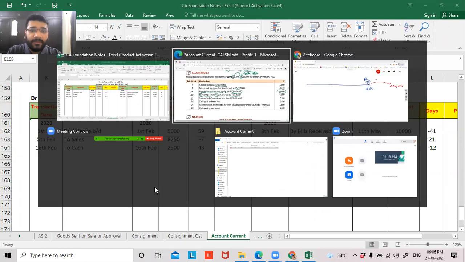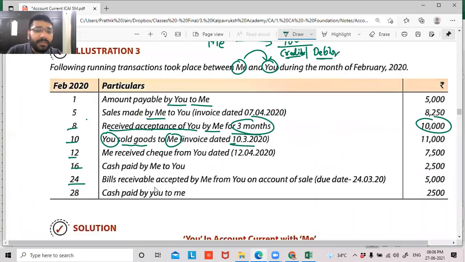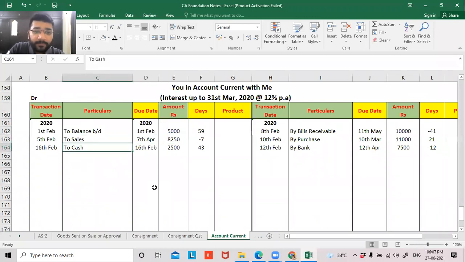Now, guys, the next transaction. Bills receivable accepted by me from you on account of sale, 5,500. Bills receivable accepted by me. So for us, is it bills receivable or payable? Payable. Guys, we are accepting, which means we are signing and giving that after so and so date I'll make the payment. In future I'll make the payment. So it is bills payable for us. So bills payable is credit. Why to bills payable?